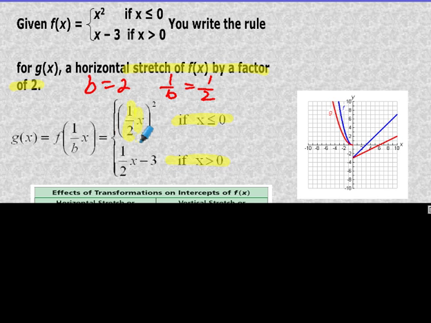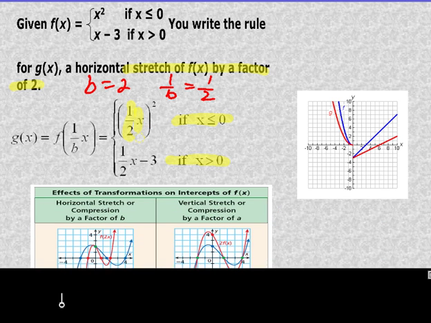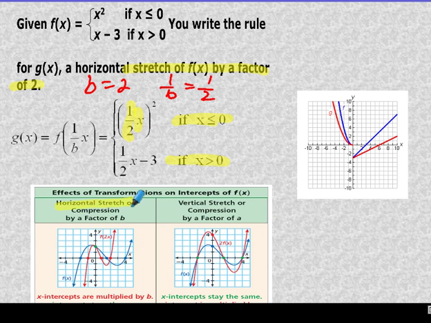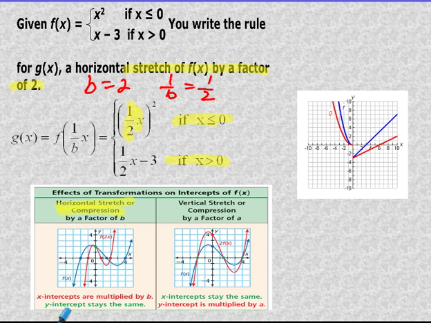We're going to talk about how transformations affect the intercepts of functions, and we haven't done that before, I don't believe. So horizontal stretch or compression, and it makes sense if you're going to do something horizontally. The x-intercepts are multiplied by b, but the y-intercepts don't change. So since it's no vertical change to it, it makes sense the y-intercepts aren't going to change. A vertical stretch or compression doesn't change the x-intercepts, but the y-intercepts get multiplied by a. And I think if you think about it, that kind of logically makes sense.